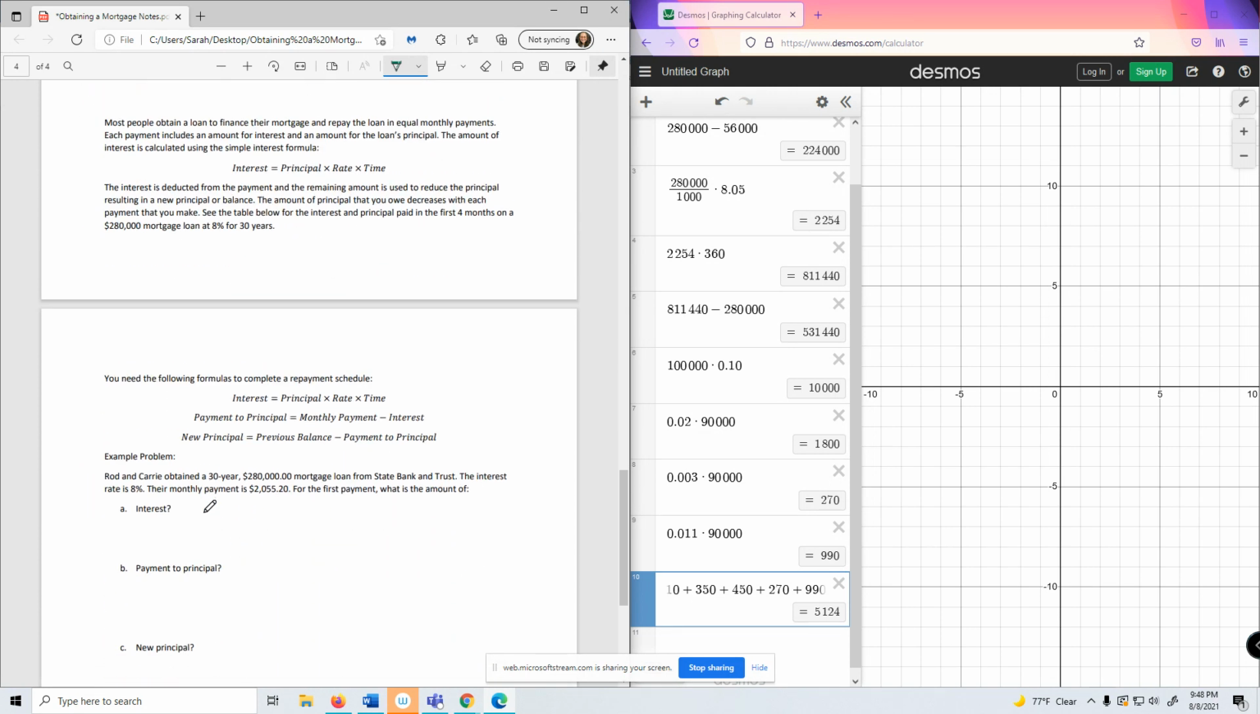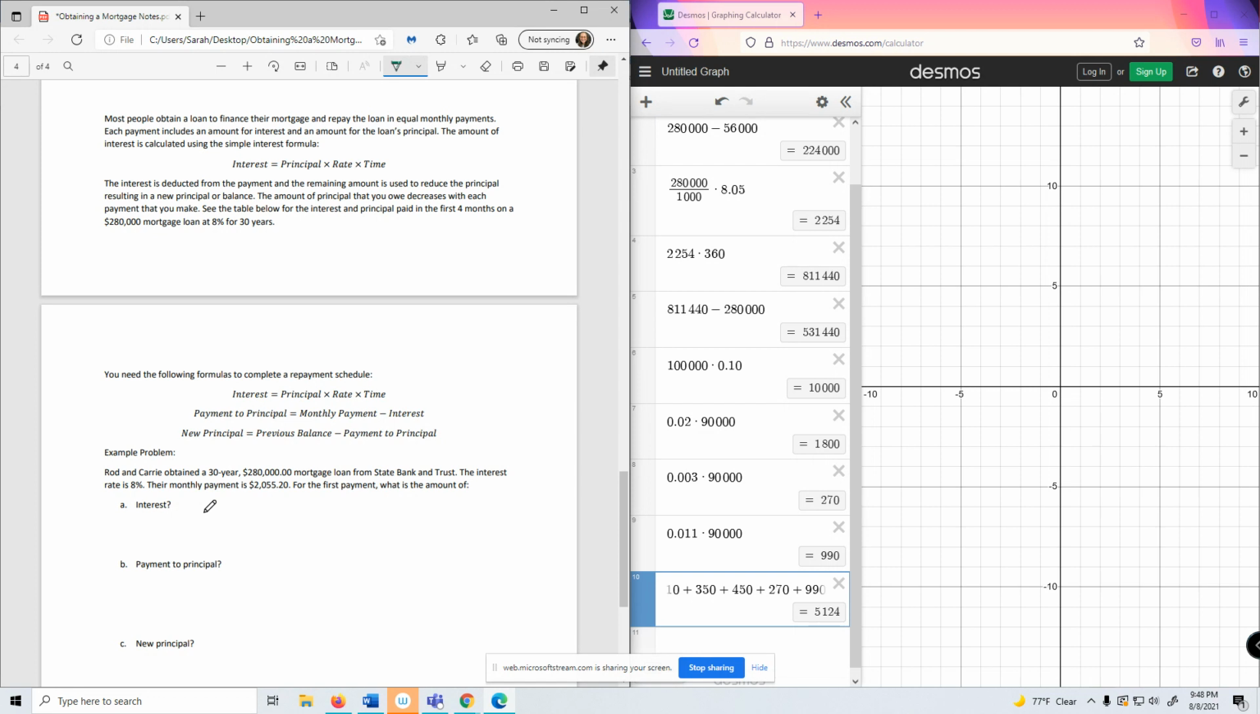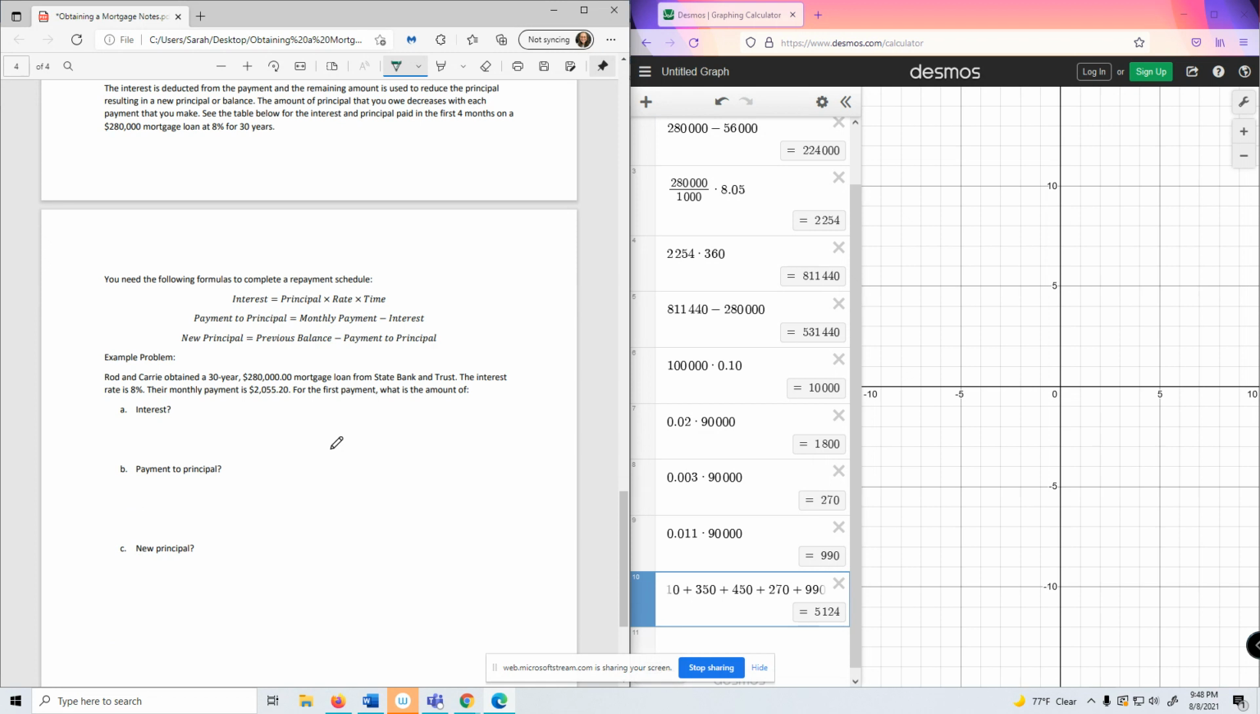The last bit we are going to look at is a repayment schedule. And we've seen similar things with repayment schedules before. All these formulas should seem very familiar. We're just looking at them now in the context of a house. Rod and Carrie obtained a 30-year, $280,000 mortgage loan from State Bank and Trust. The interest rate is 8%. Their monthly payment is $2,055.20. For the first payment, they want us to find out how much is going towards interest, how much is payment to principal, how much is the new principal.